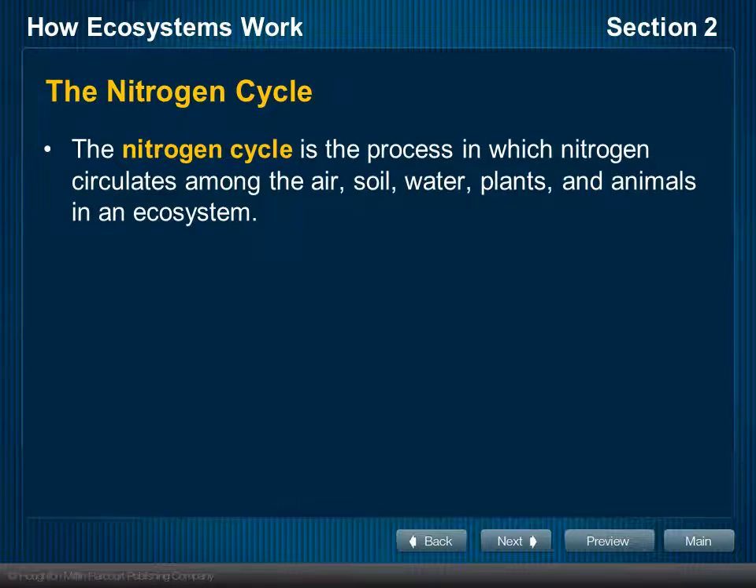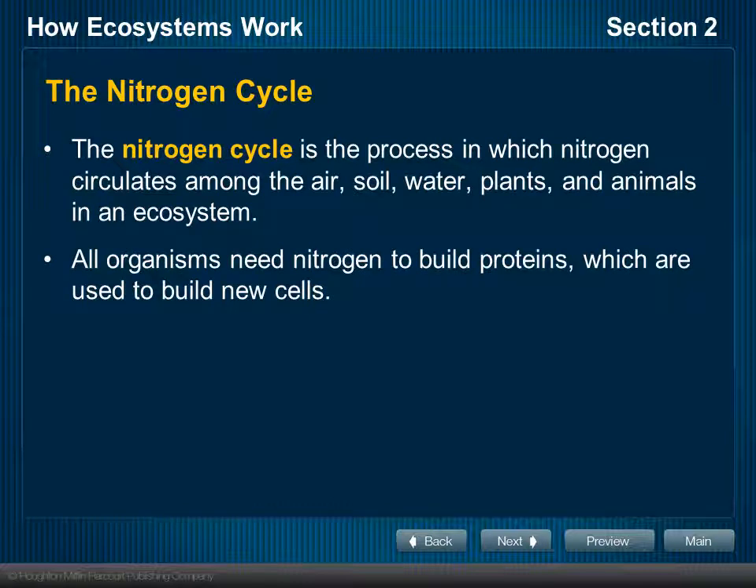And nitrogen, again, is a very important component. This cycle is a process in which nitrogen circulates, in particular among air, soil, water, plants, and animals within any given ecosystem. It's constantly in flux, it's constantly moving. And nitrogen, again, is important to all organisms. Nitrogen is needed to build proteins in particular, and proteins are needed to build new cells. So nitrogen has a little bit more specificity, I guess we could say, than the carbon. In particular nitrogen, you want to think proteins.